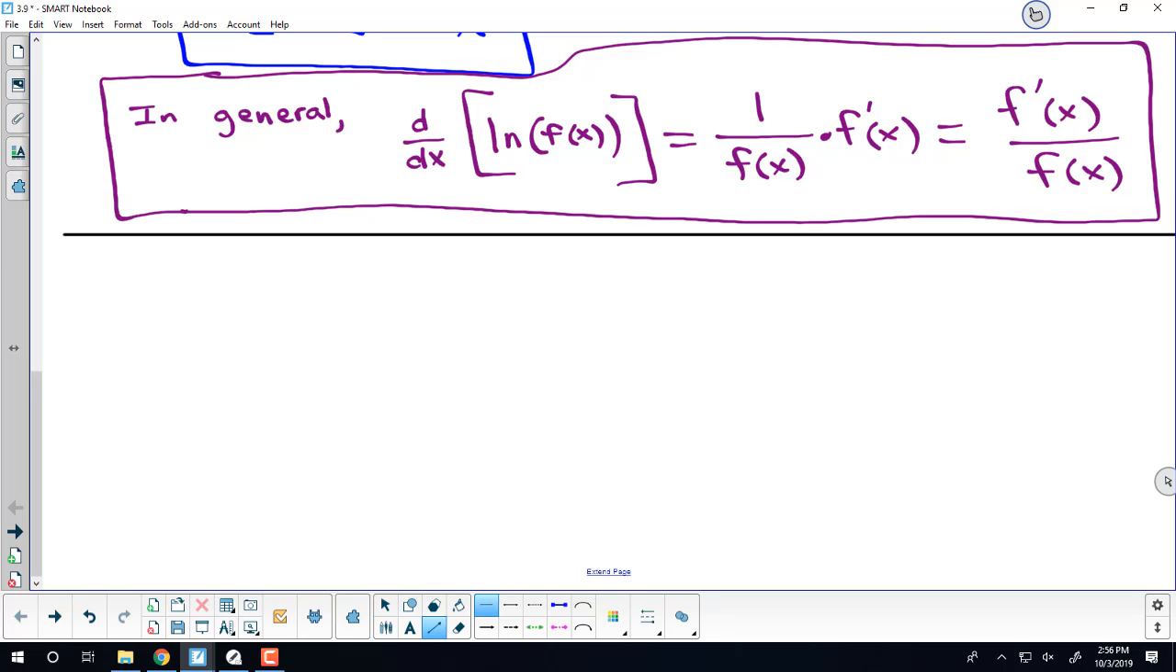So that's how we take the derivative. The natural log of any function of x is 1 over the function times the derivative of the function. Or if you want to think about it, it's 1 over the argument times the derivative of the argument. Okay, so examples.